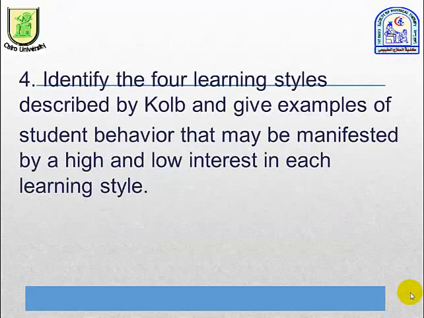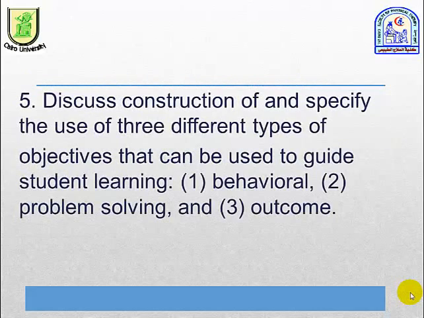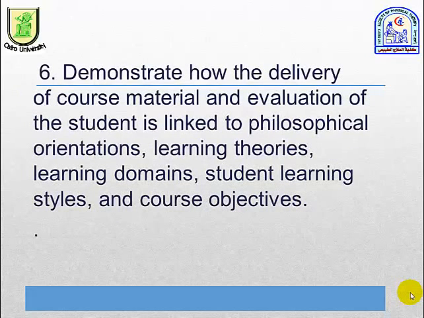The 4th objective is to identify the 4 learning styles described by Kolb and give examples of student behavior that may be manifest by high and low interest in each learning style. Then, discuss the construction and specify the use of 3 different types of objectives that can be used to guide student learning: behavioral, problem solving, and outcome.